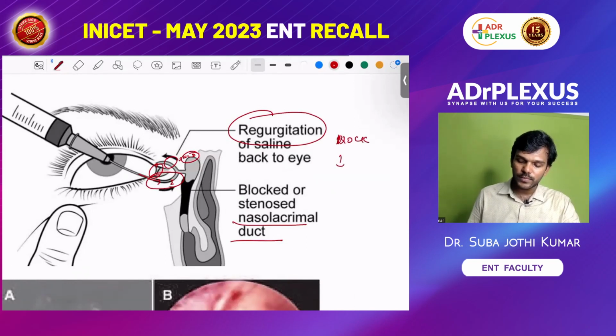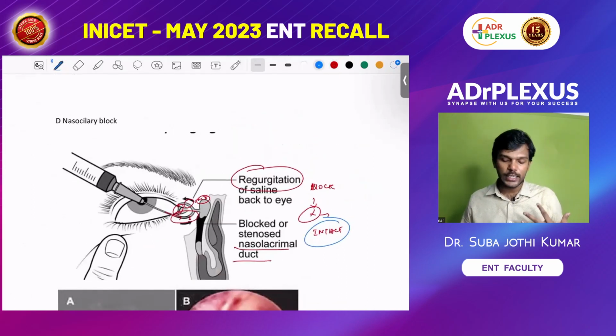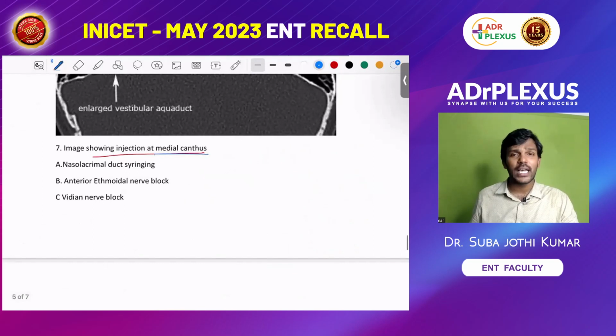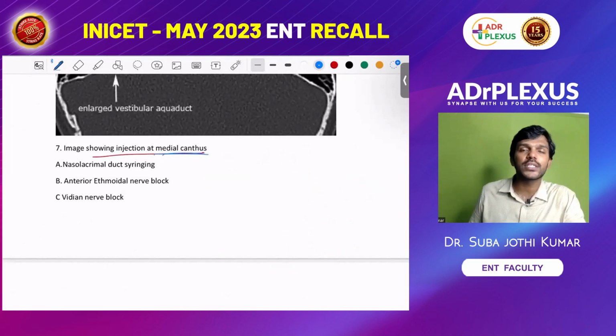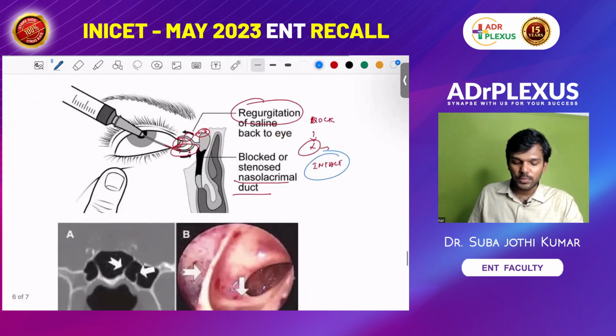If there is no regurgitation, it is intact. That's all. Okay. So again, according to my intuition, this could be the picture that has been given for you, because they have given this line as middle canthus. Middle canthus was given in the question. It means that they are meaning the nasolacrimal duct syringe. Okay. So what about the other options?